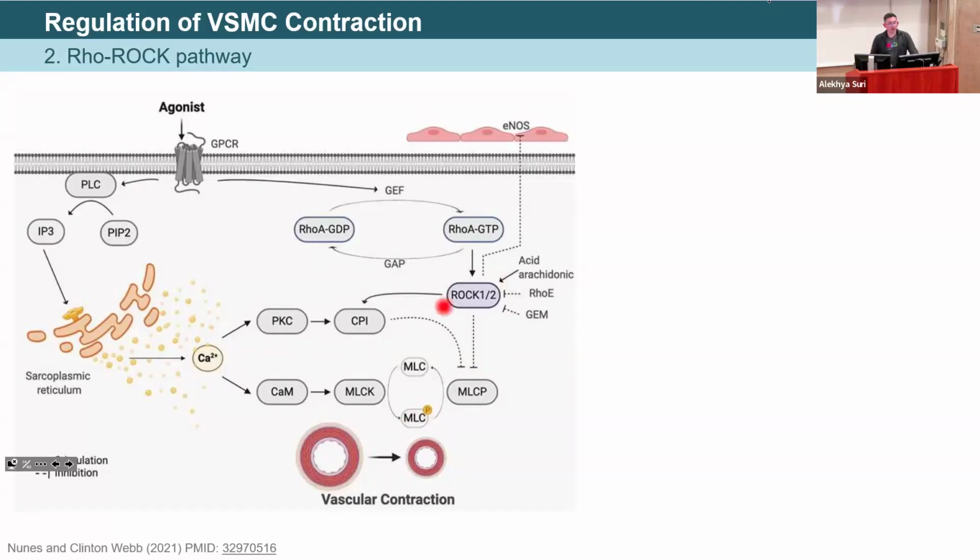So what Rho kinase does is it promotes the dephosphorylation of myosin light chain by inactivating myosin light chain phosphatase. So I just contradicted myself. I'm going to start over again. Rho kinase inhibits MLCP. If you inhibit MLCP, you have less dephosphorylation and more phosphorylation, and that leads to contraction. Does that make sense? Sorry for the mix-up. It's been a long day.